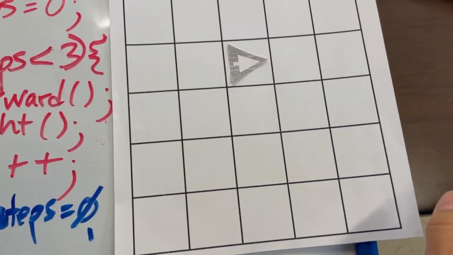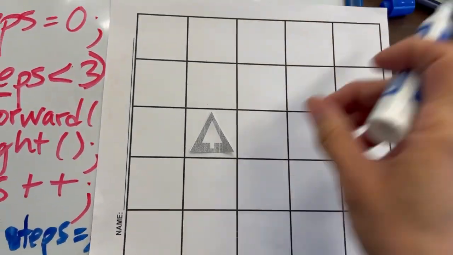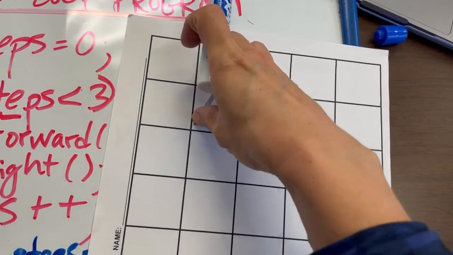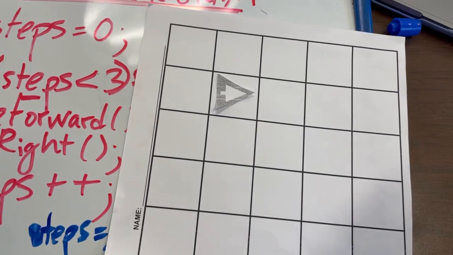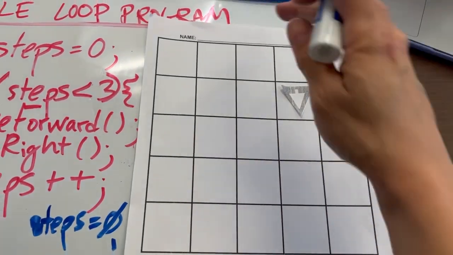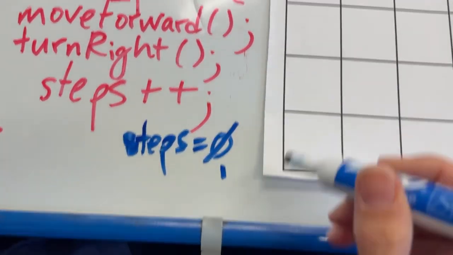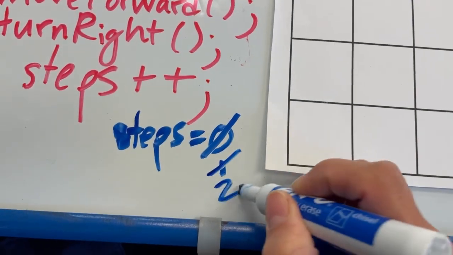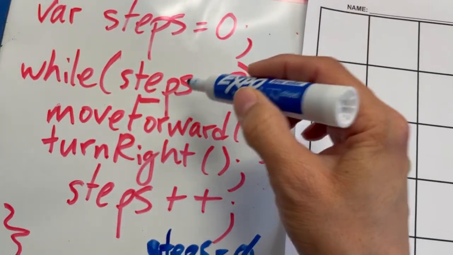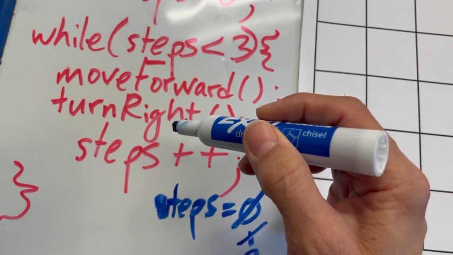So move forward and turn right. Now remember, our robot's facing that way. So we're going to just turn our grid, move forward, and turn right. Okay? That is where our robot's going to be. I'm going to turn it back so that the top is still here. Then we're going to increase steps by 1. So our 1 becomes 2. Now, while steps is less than 3, is 2 less than 3? Yes, it is. So we're going to move forward and turn right.